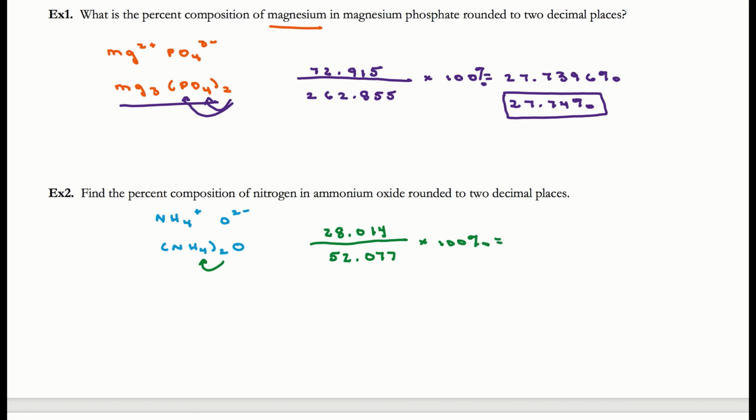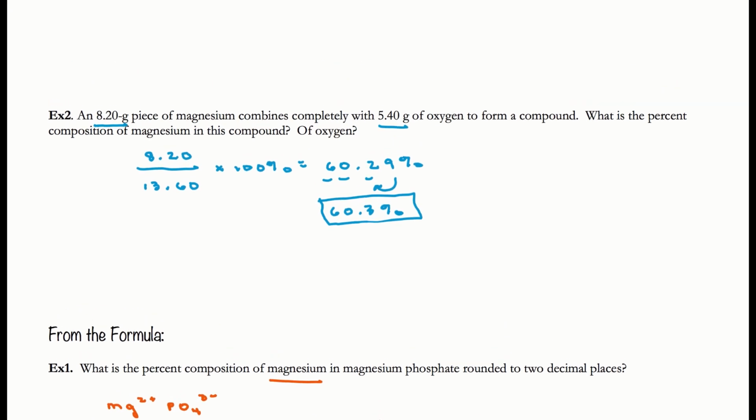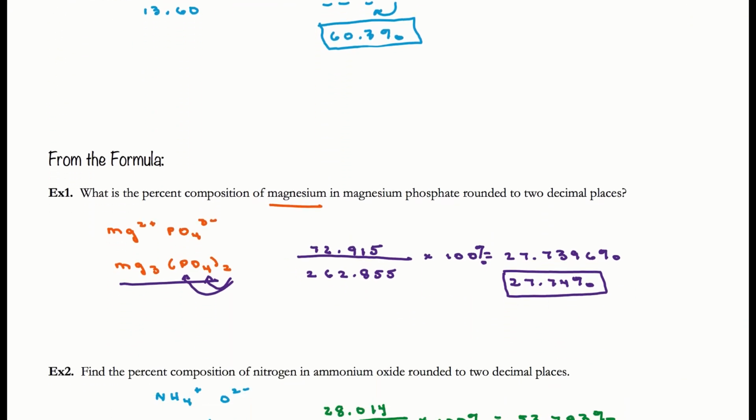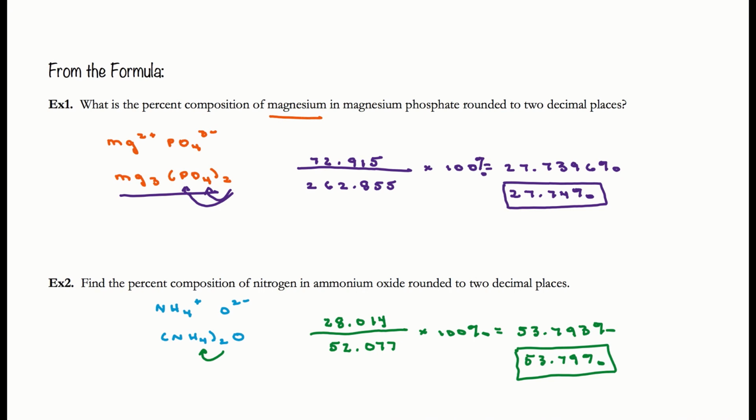So take 28.014, which is the molar mass of nitrogen, divided by the total molar mass of ammonium oxide, multiply by 100%, and I get 53.793%. I want to round to 2 decimal places, so this is just going to be 53.79%. So whether it is being given the mass or the weight and just plugging them in like I did up above, or determining the molar mass of each of the elements and dividing by the total molar mass of the compound, you can determine percent composition pretty easily.